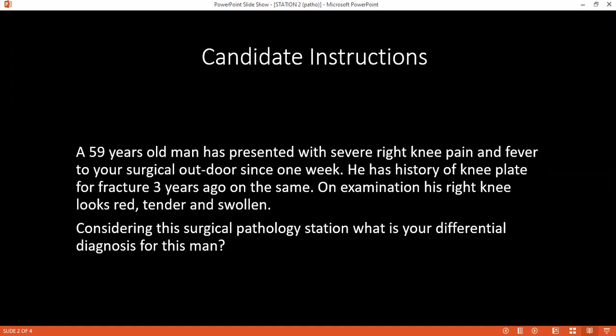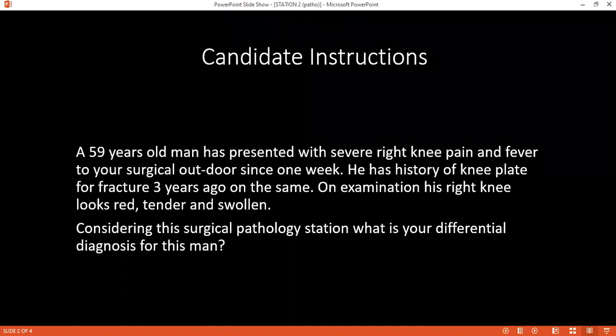Right. So if you have read and understood the surgical pathology patient, kindly tell me what are your differential diagnoses for this patient? My differential diagnosis for this patient includes septic arthritis of the right knee. It could be chronic osteomyelitis. It could be gout, pseudogout. It could be rheumatoid arthritis.